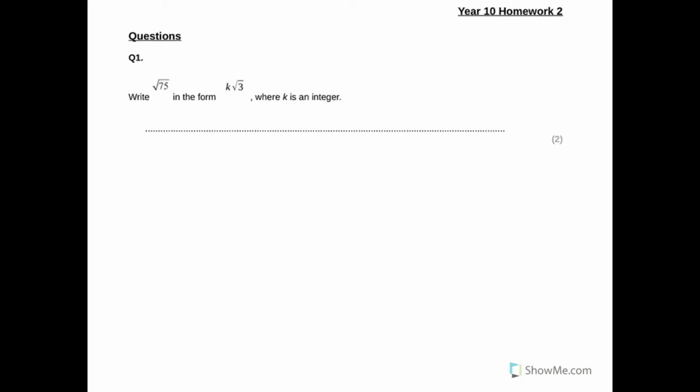Question 1. You're supposed to express root 75 in a simpler form. In order to simplify any surd, you need to split it up into two new surds. Now, I'll do a different example and hopefully you'll get the idea. So if I said root 40, for example, root 40.